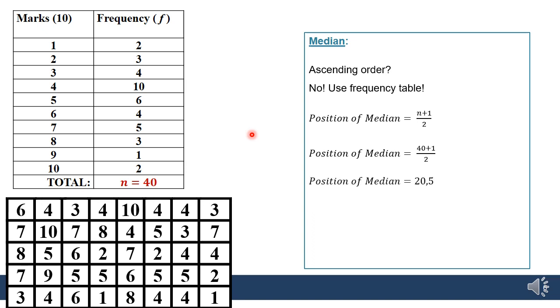So the position of the median is 20,5. Now this makes sense. We have 40 data values. We know that the median is the halfway point. So halfway between 40 is around about 20.